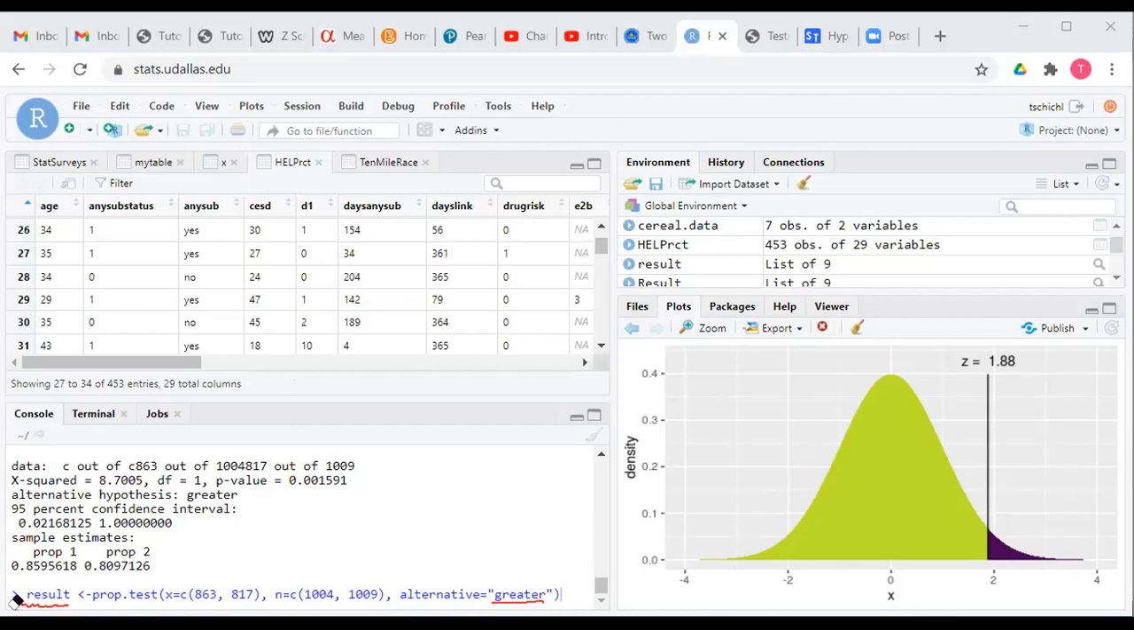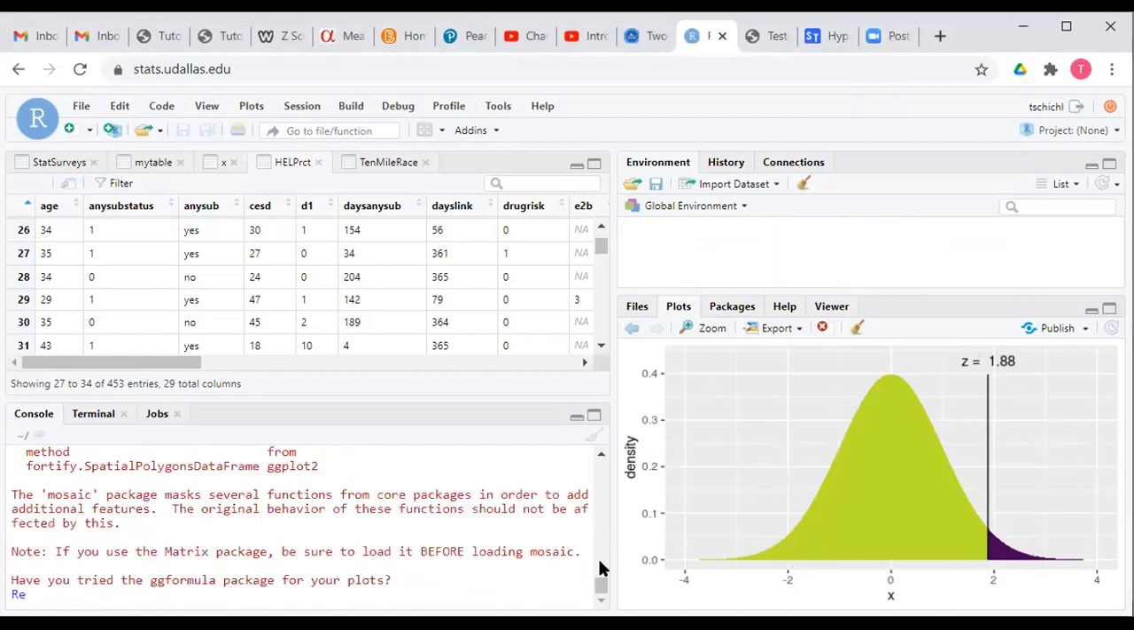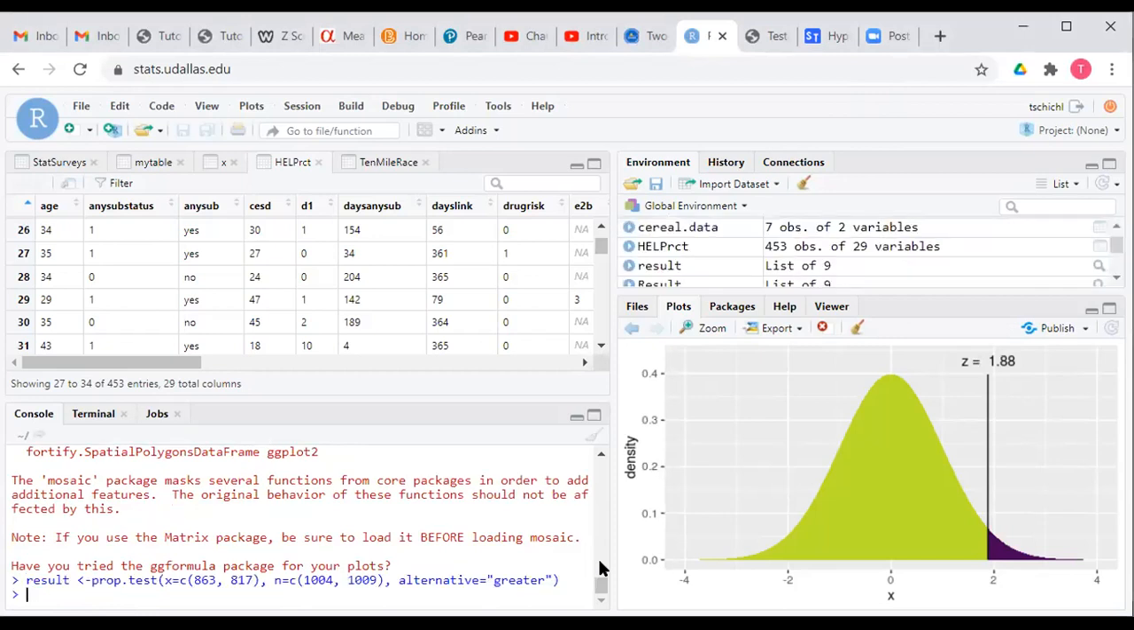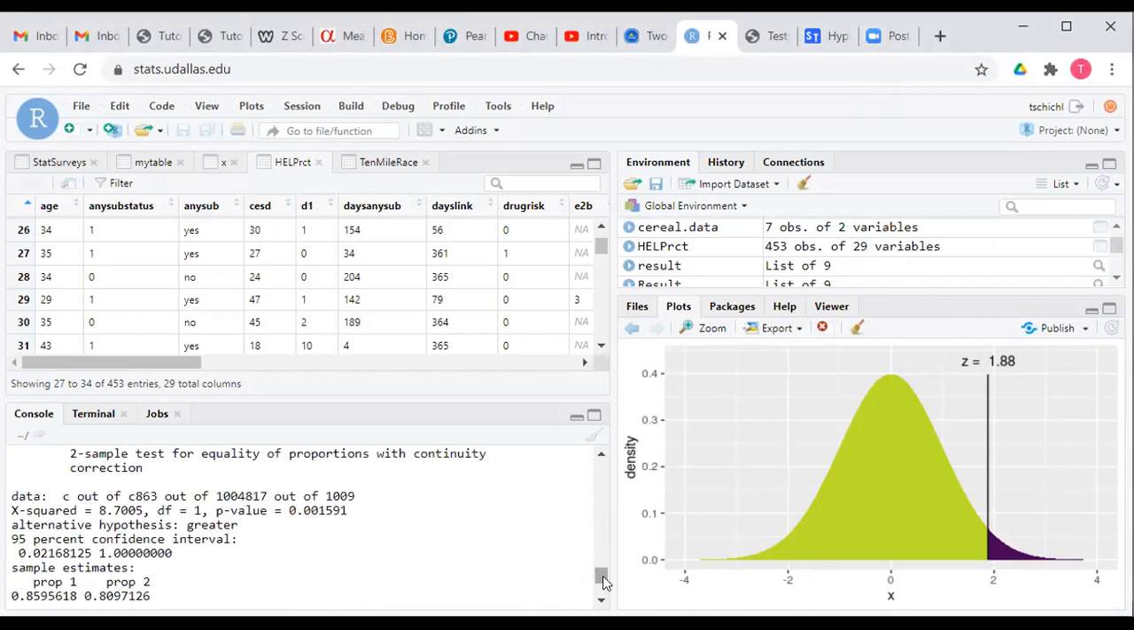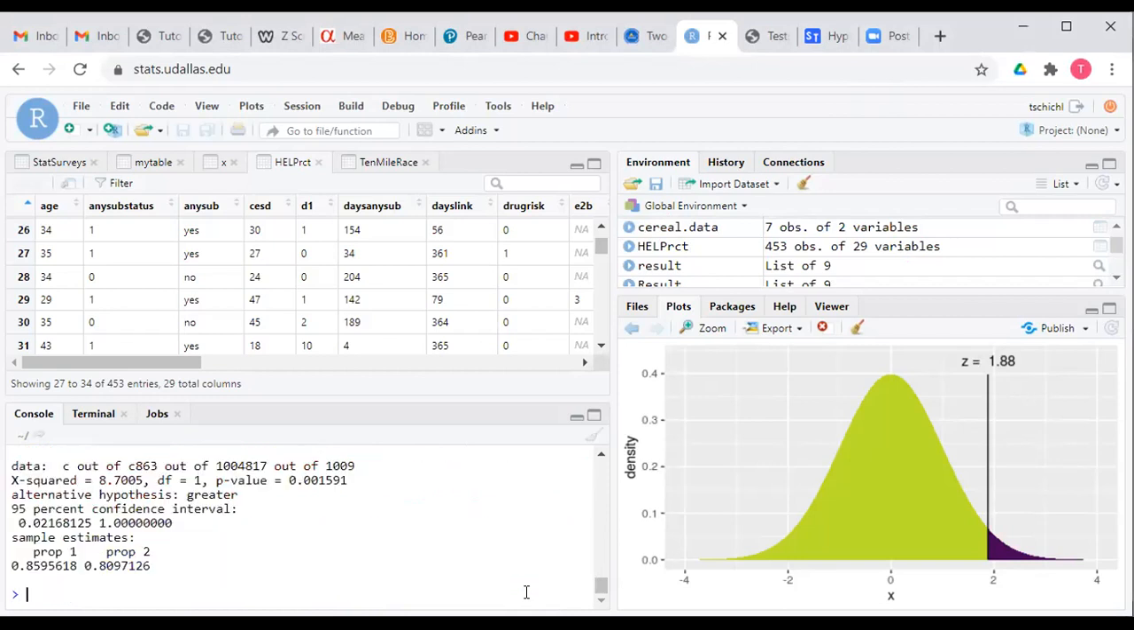Remember, it's the same code. After that, you can just run it. Okay, let's run this one. All right, now you just type the results. Here are the results, and from here you'll be able to take a look.